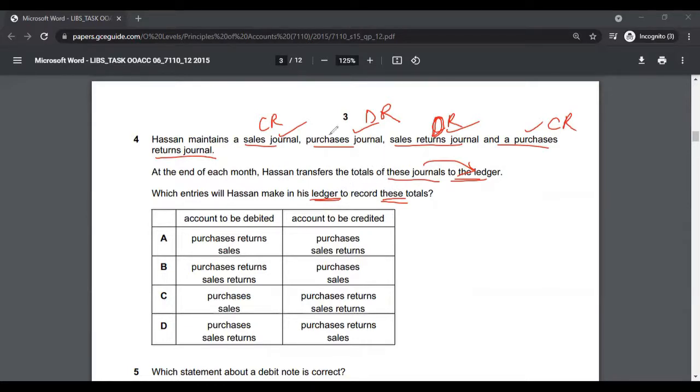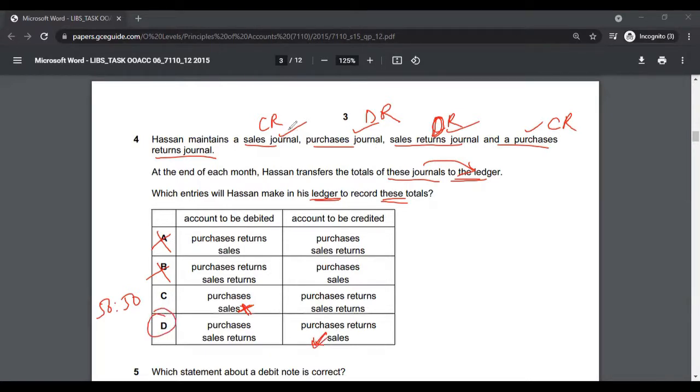So let's concentrate. The purchases journal would have a debit balance. So where do you see purchases as a debit? Option A and option B can be eliminated. Option C and option D have purchases as a debit. So now we are down to 50-50, right? Let's see. Sales will not have a debit balance. It would have a credit balance. So the answer to multiple choice 4 is option D.